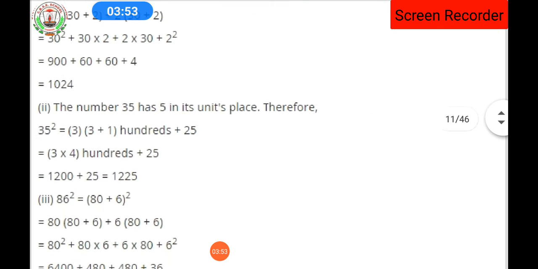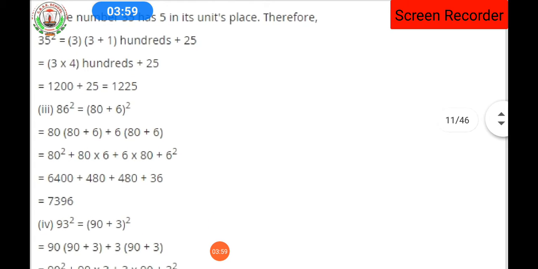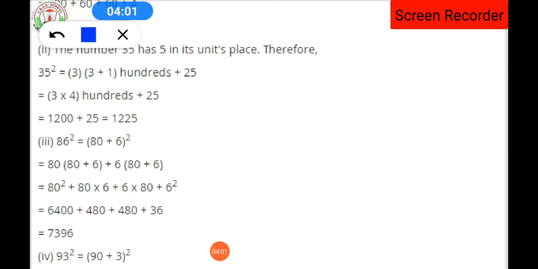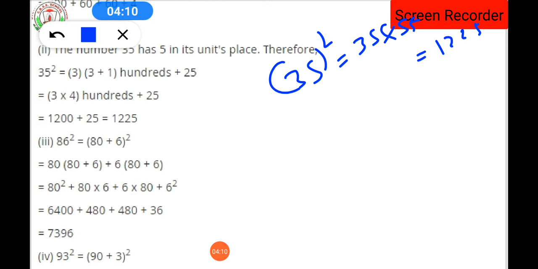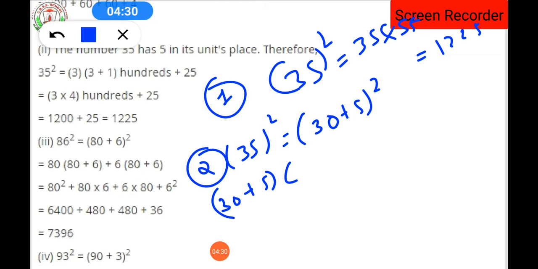Clear everyone? Moving toward the second part, 35 is there, isn't it? What is the number we are having? 35 square. If we do it by the first method, 35 into 35, we will get the answer 1225. If we do it by the second method, that is 35 whole square, 35 can be written as 30 plus 5 the whole square. Now (30 plus 5) the whole square can be written as (30 plus 5) into (30 plus 5).